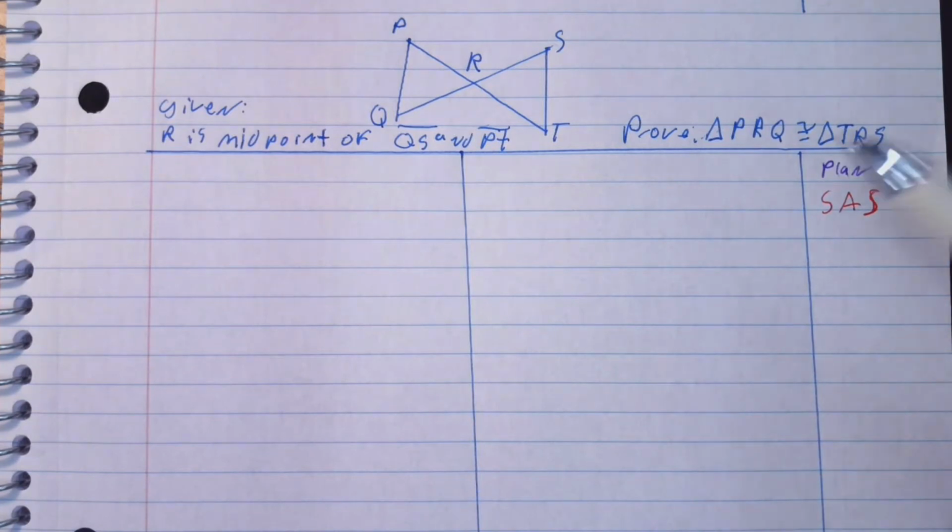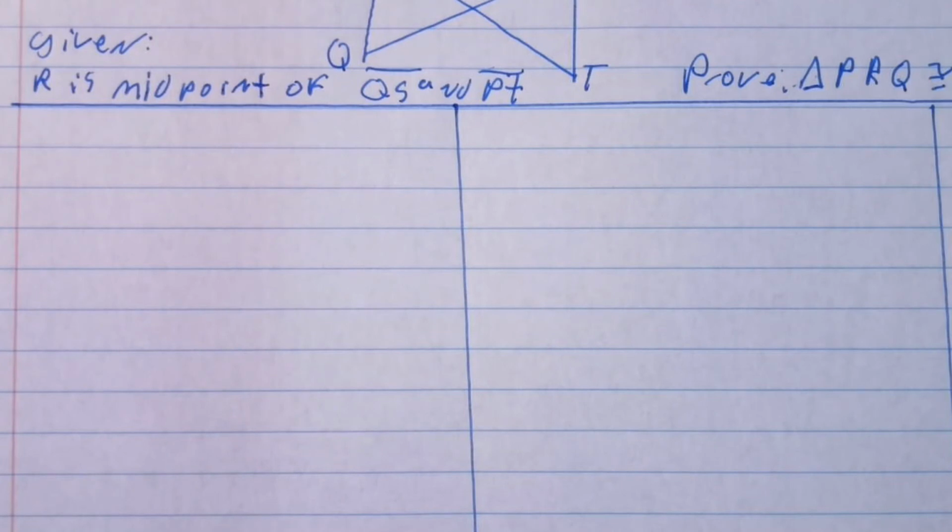And I'm also going to put this on a video, so if you need to study and go over this, or you miss some days, I'm going to put all the proofs I do in class on video. R is the midpoint of QS and PT. Unfortunately, I should have written it a little bigger, and I should have written that as a capital T, but I didn't.